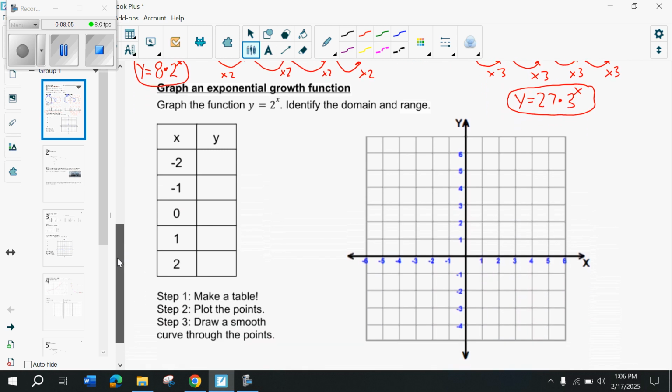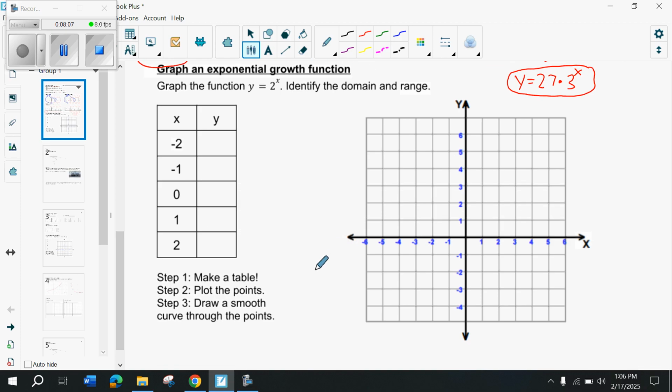Now, what we're going to do is also see what happens when we graph our function. In this case, we want to graph the function y equals 2 to the power of x, and then we're going to identify the domain and range. Let's do that first. I always like starting with 0, but have some negative numbers and positive numbers. If I put 0 in here, 2 to the 0 power, anything to the 0 power is 1. So that's going to be 1.